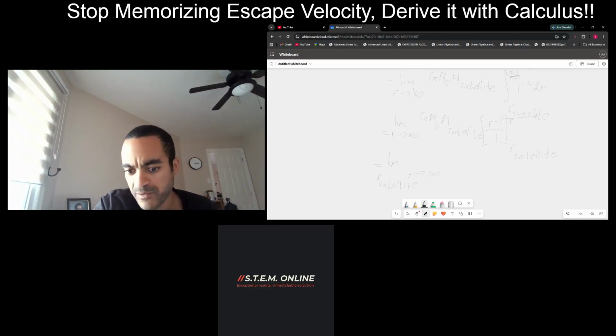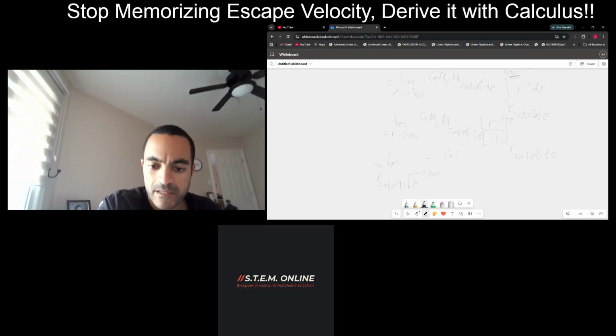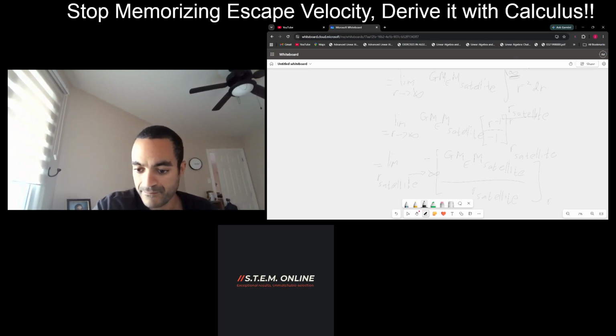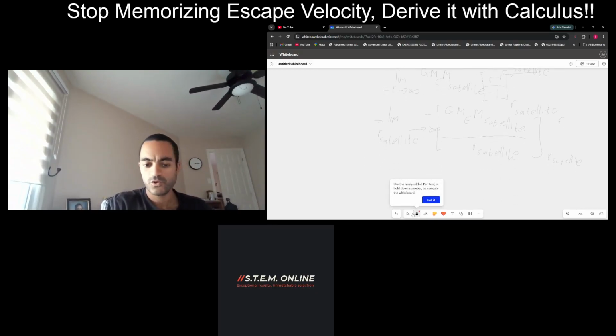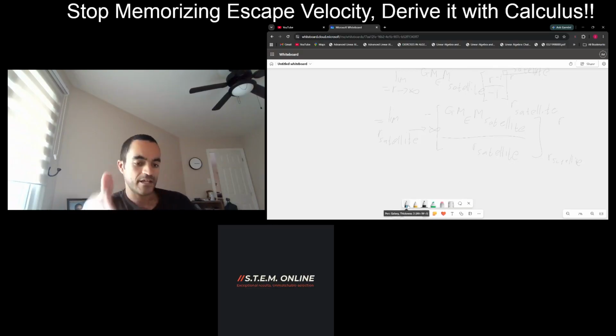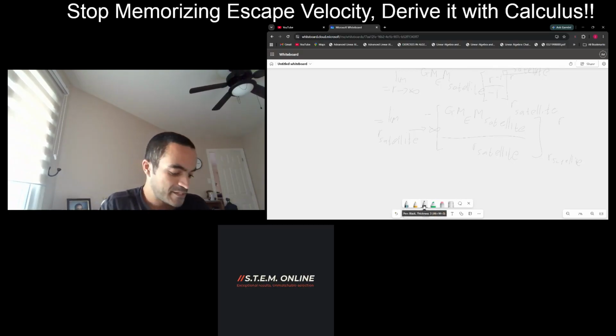Okay. R^-1 can be brought down. So this becomes negative G times M Earth times the mass of the satellite over r satellite. And taking the limits of integration, r satellite to R, where R is approaching infinity. If you notice something a little bit weird with my notation, you can put the correction above. It's just a subscript error.